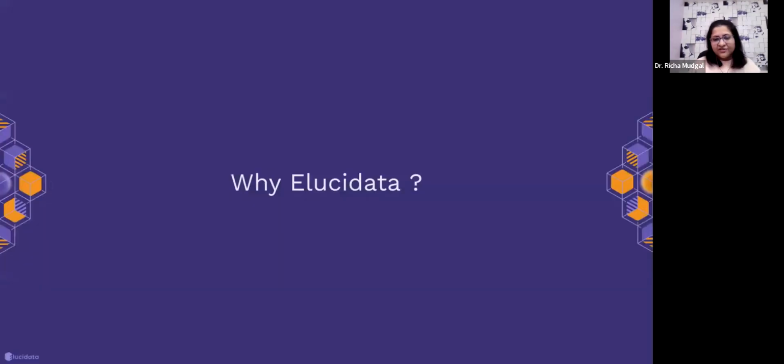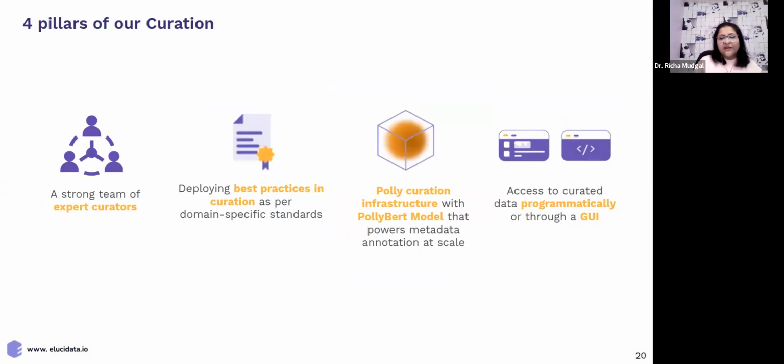Right. So finally, I just want to walk you through why you could choose Elucidata. We understand the problems that are there in multiomics analysis. We have taken four strong pillars that we can define for curation. One is that we have a strong team of expert curators who have the domain knowledge, which would help you understand your metadata better, understand what fields are important, and what are the best possible ontologies and vocabularies to use for your data.